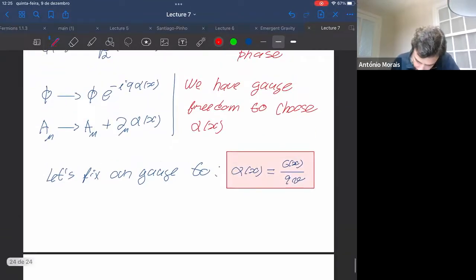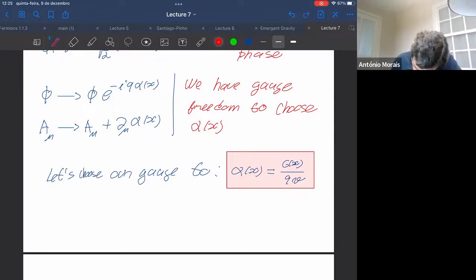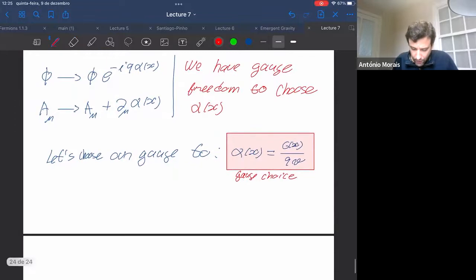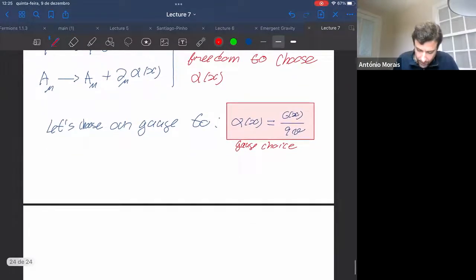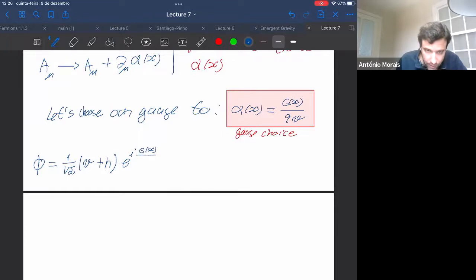In fact, gauge fixing is similar to this, but it's in a different context. So let's choose, and here I will just write gauge choice. This is our gauge choice. And this means that now with this choice, we have phi is equal to 1 over square root 2 times v plus h, times e to the i g x. So this is actually what we have above, but this goes to now the transformation.